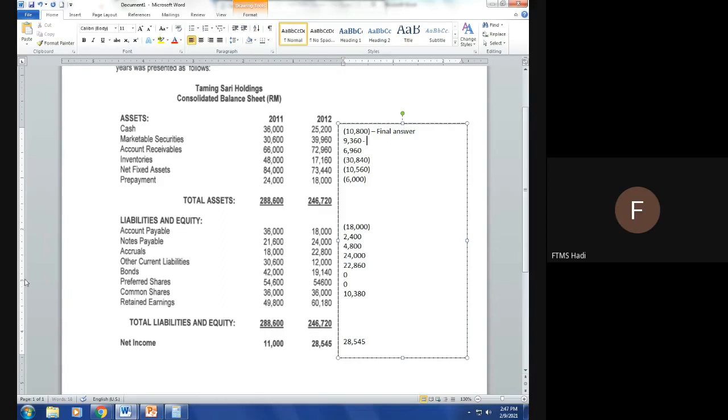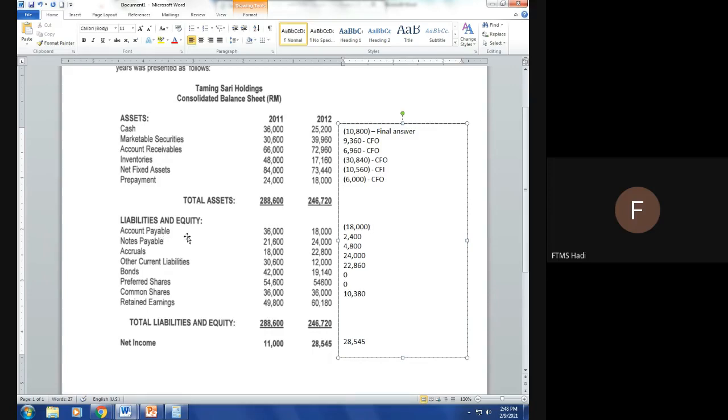For all current assets, this one, marketable securities, we put under CFO. Accounts receivable, which is a current asset, also under CFO. Inventories also we put under CFO because it's a current asset. But for net fixed assets, you see the words fixed asset, we cannot put as CFO. We put as CFI, cash flow investment. And then the last part, prepayment. Prepayment is under current assets, we put under CFO also. So that is the first part.